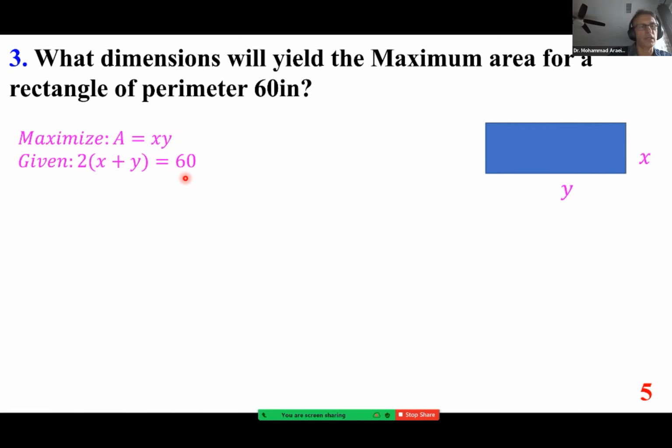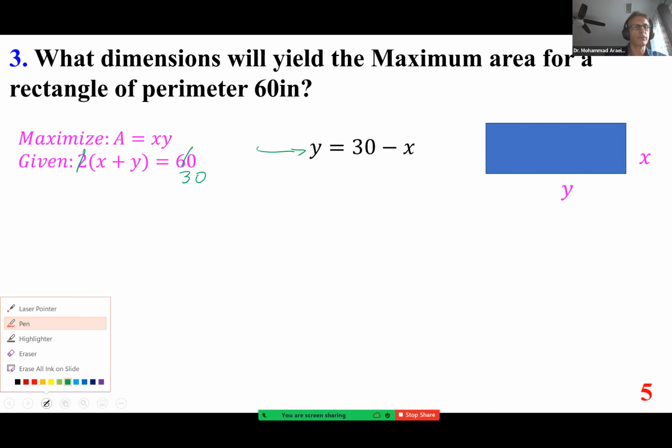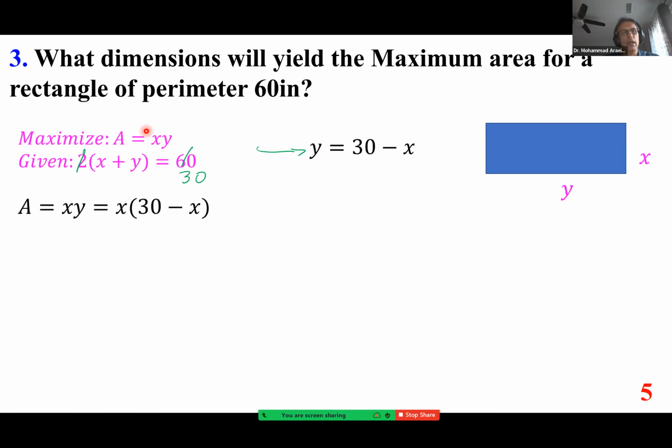So the very first thing is to solve for y. One easy way, get rid of the 2 and make this 30. Then move the x and y becomes 30 minus x. Put it into this equation and you get 30x minus x squared. I like to put this in descending order.